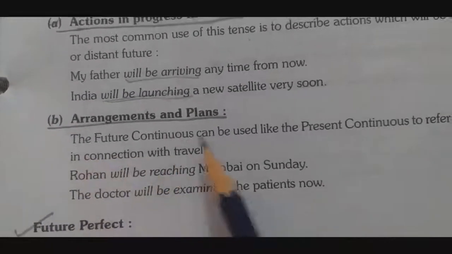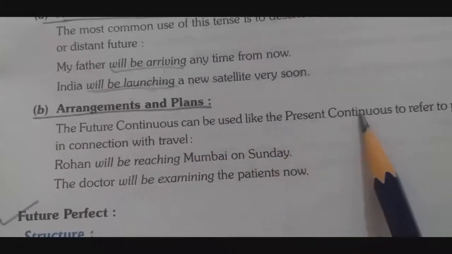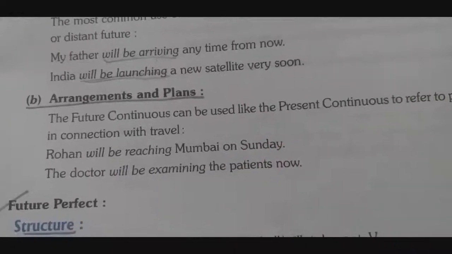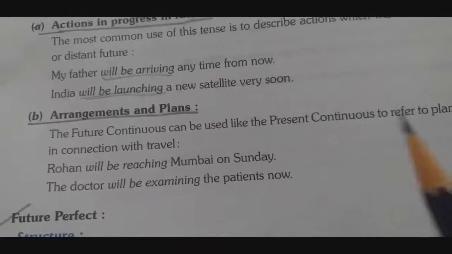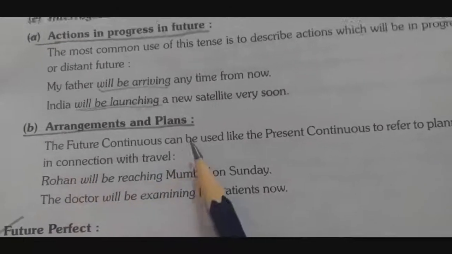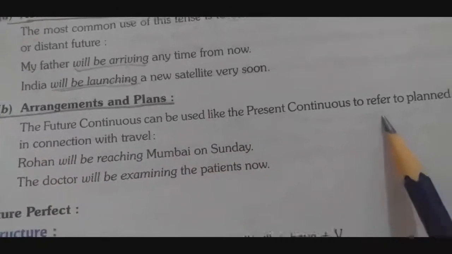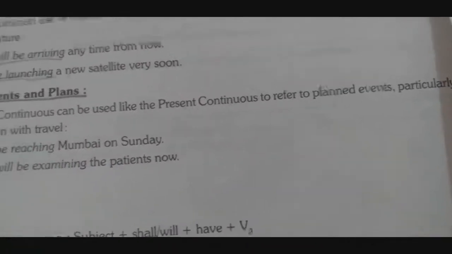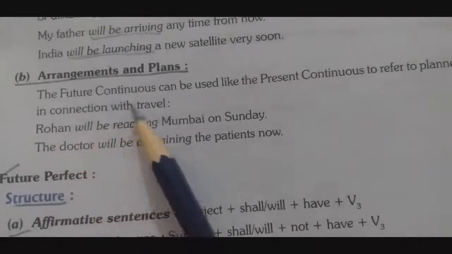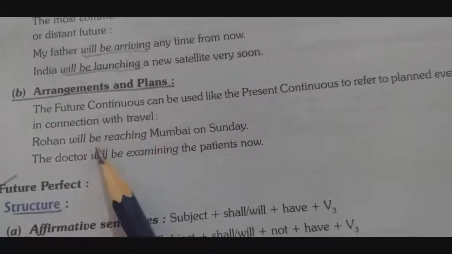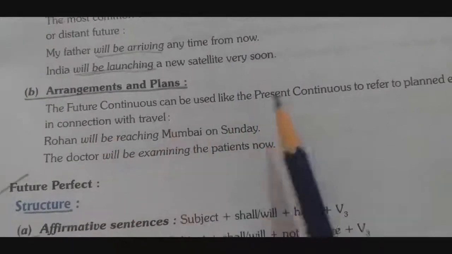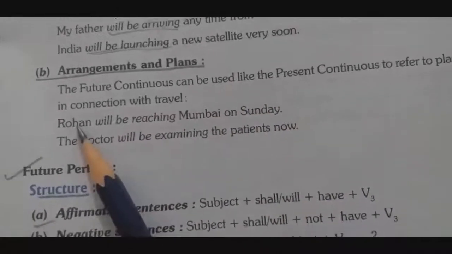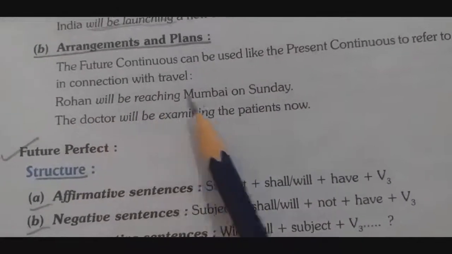The future continuous can be used like the present continuous. Okay, so future continuous can also be used like the present continuous. You remember the present continuous, I have taught you in the first video. The future continuous can be used like the present continuous to refer to planned events, particularly in connection with travel. Example: Rohan will be reaching Mumbai on Sunday.